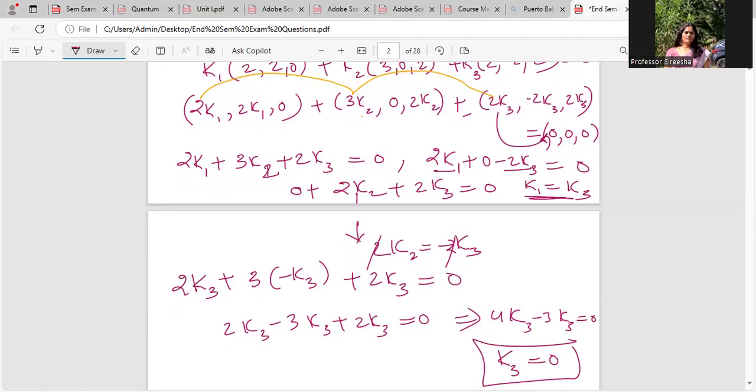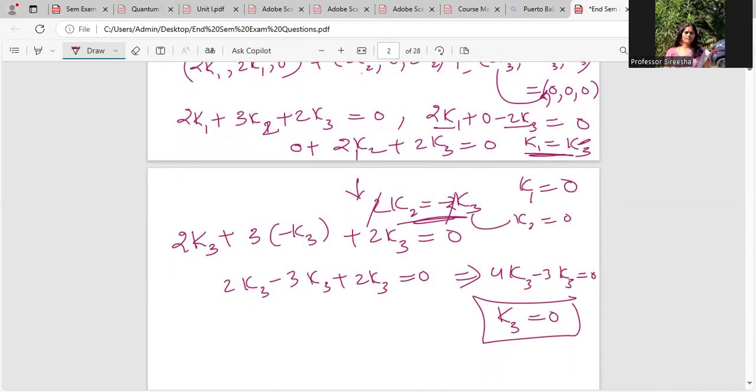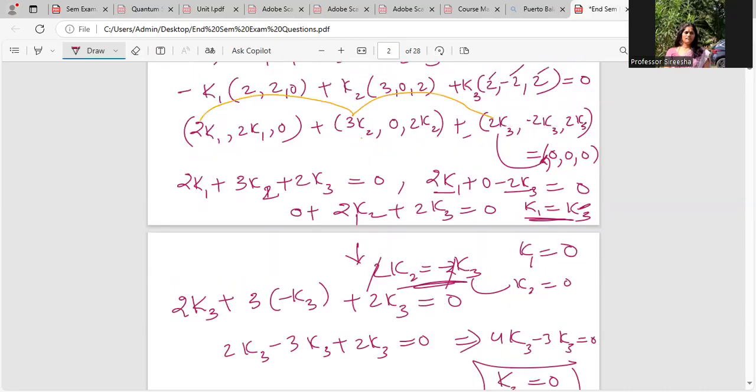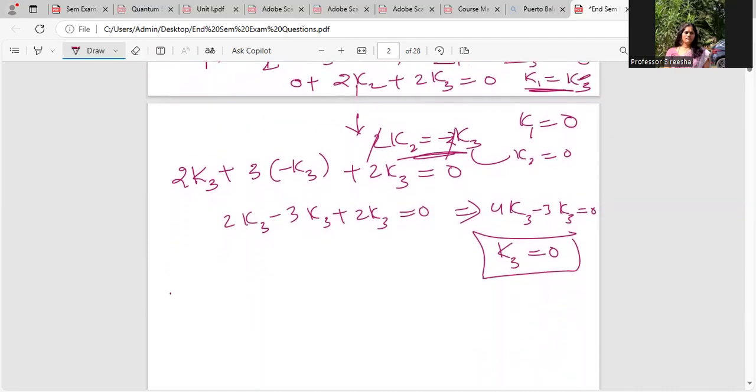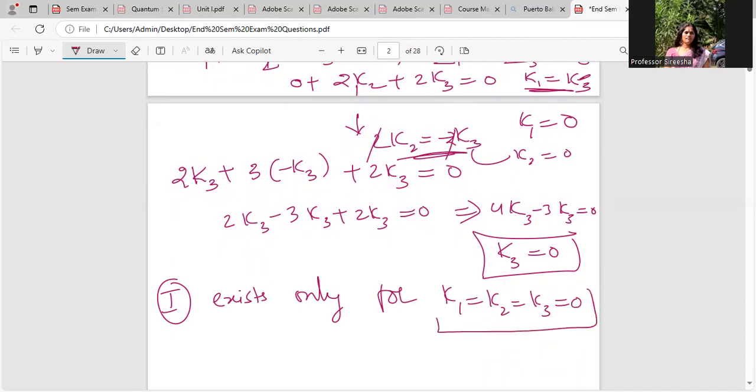Please see here, guys. K3 is 0. K1 is equal to K3, so K1 is also 0. K2 is minus K3, so K2 is also 0. So the linear combination Roman 1, whatever I was talking about in the definition, exists only for K1 equal to K2 equal to K3 equal to 0. It exists only for this.